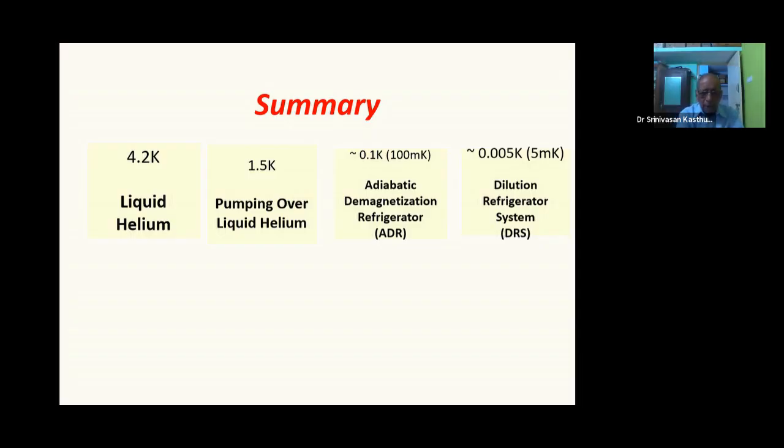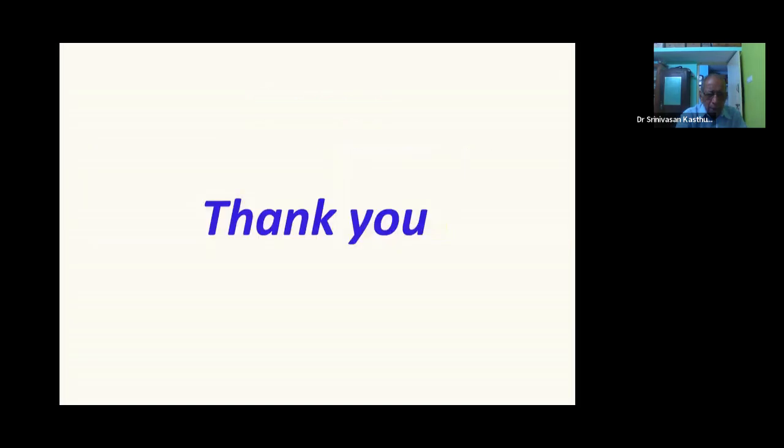refrigeration systems or ADRs. And if you want to go to still lower temperatures, you use the dilution refrigerator system, which is called DRS. You go up to about 5 millikelvin. Of course, using nuclear spins, you can still go to lower and lower temperatures, but we are not discussing that part.